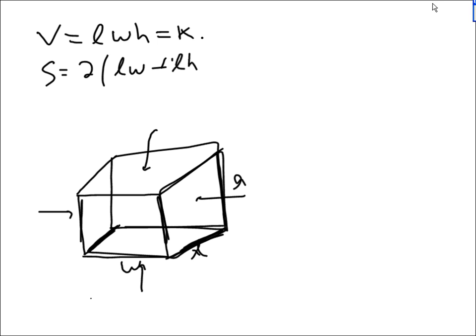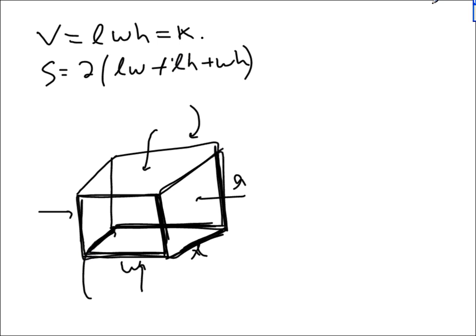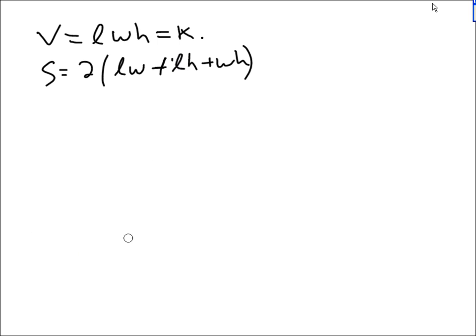Now you have the front and you have the back. Well, the front is W by H. Same for the back. Doesn't look the same length, but that's W and that's H. Plus WH. That's the surface area. Okay, and we want to minimize the surface area, given that we have a fixed volume.